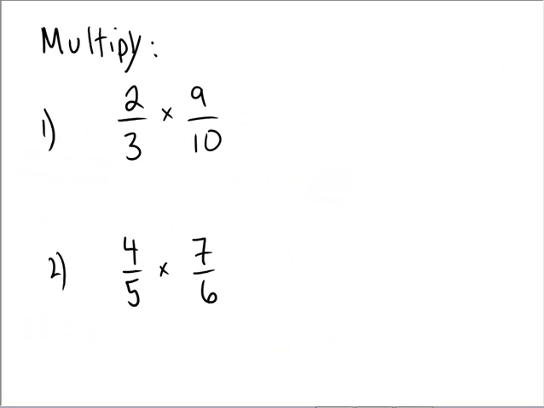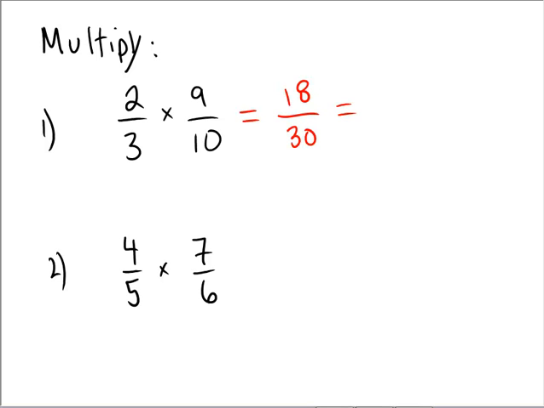Some rational numbers. Now, I'll show a couple different techniques for multiplying fractions or rational numbers together here. The first one's kind of the standard. If we take 2/3 and multiply that by 9/10, the standard way to approach this is to multiply across the top. 2 times 9 is 18, and then multiply across the bottom. 3 times 10 is 30.